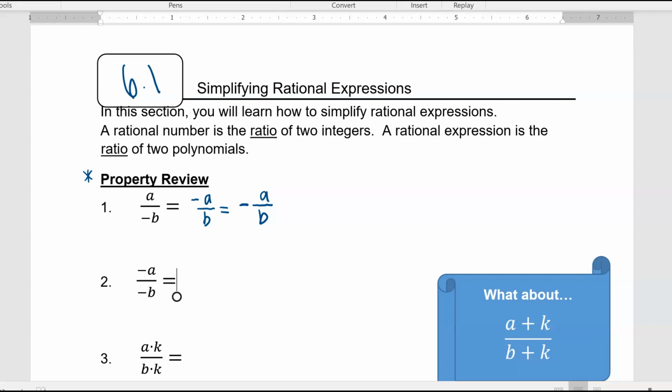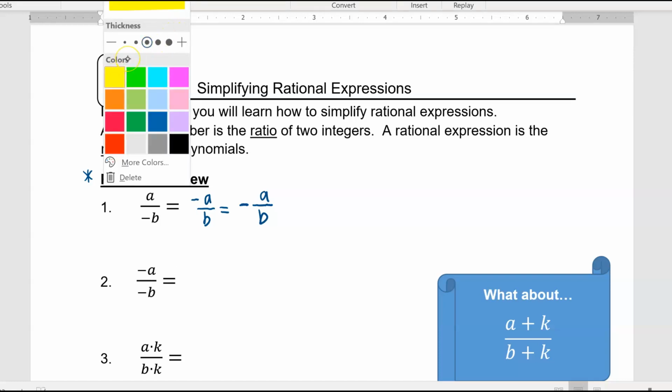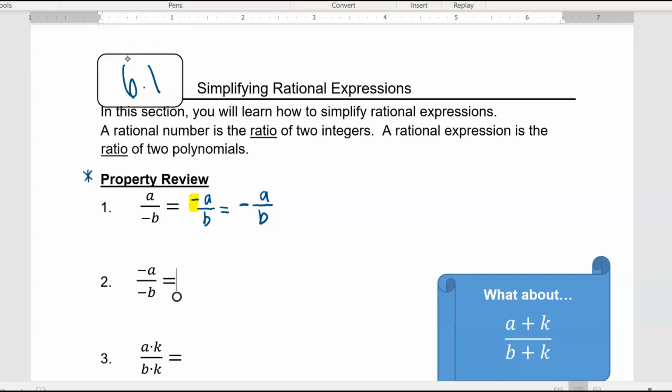Now, one thing I want to point out is that we normally will write our negatives in the numerator or on the side. So if you see a negative in the denominator, always move it up to the numerator or the side of the fraction bar. Moving on to number 2, what is negative a divided by negative b the same thing as? If you said a over b, you are correct, because a negative divided by a negative is positive.